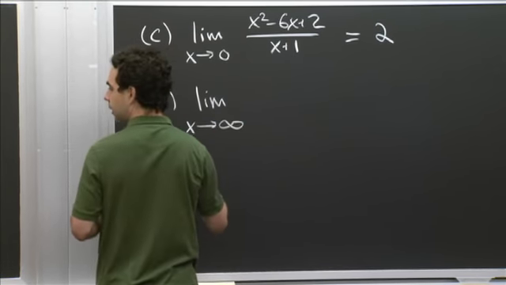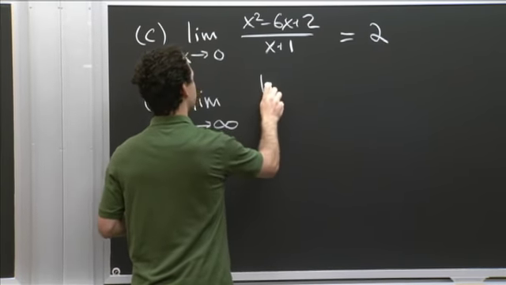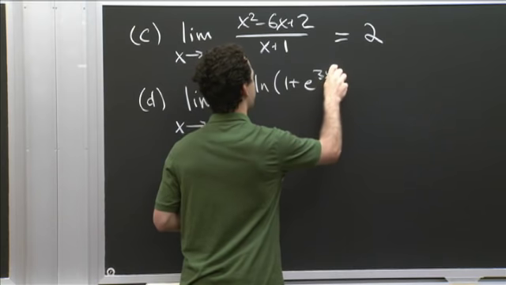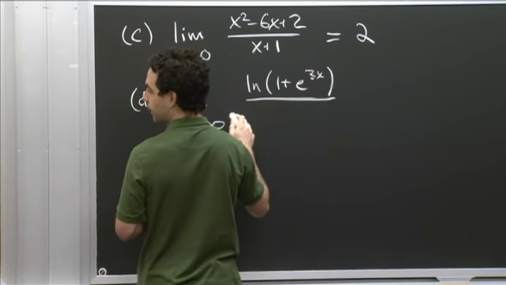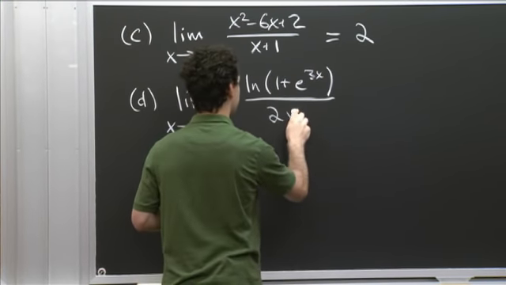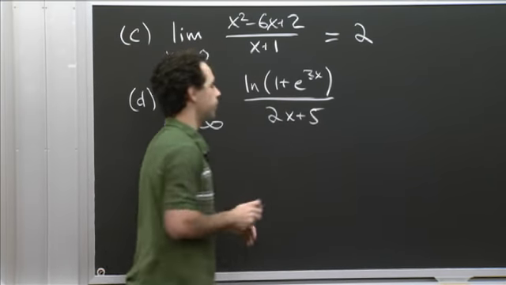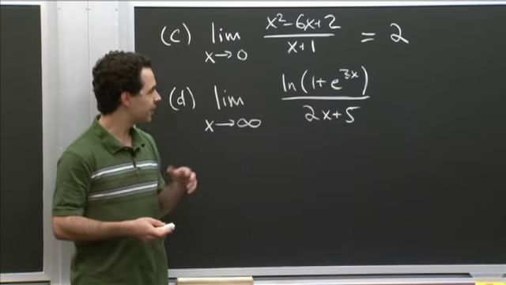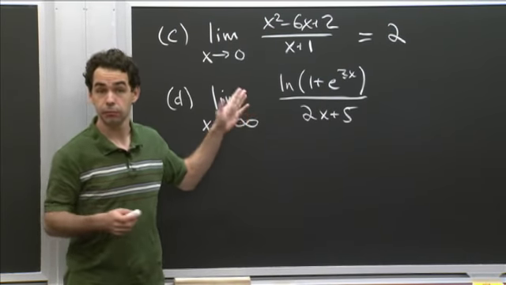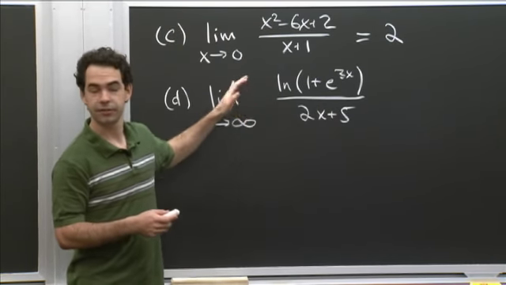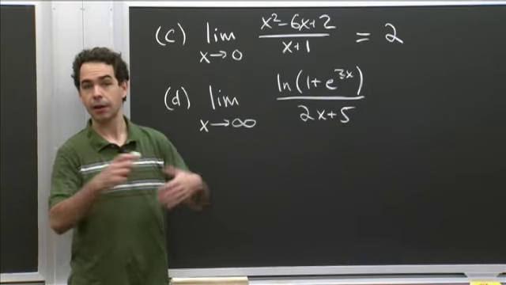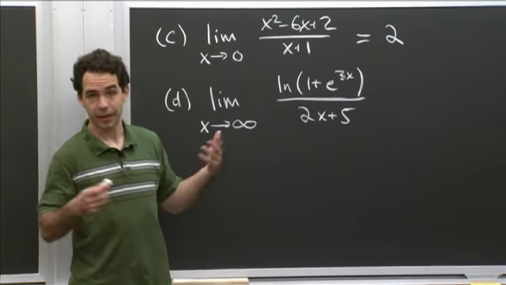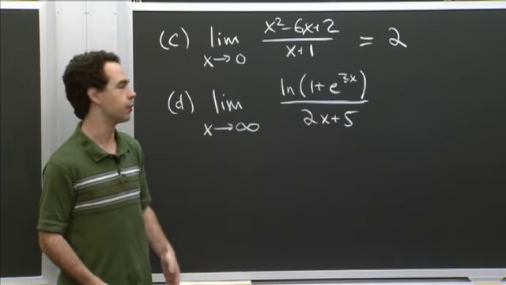goes to infinity of ln of 1 plus e to the 3x, quantity, divided by 2x plus 5. OK, well, is it obvious what this limit is? Not to me. So then we can check. It's a quotient, so can we apply L'Hopital's rule? Well, we can apply L'Hopital's rule if it's an indeterminate quotient.